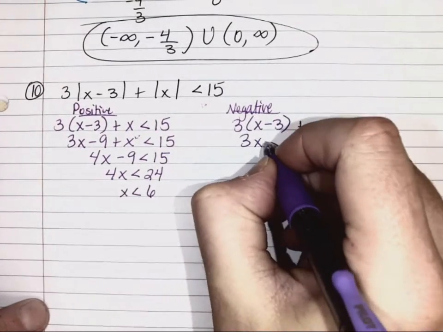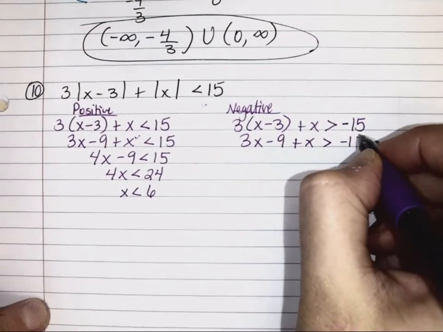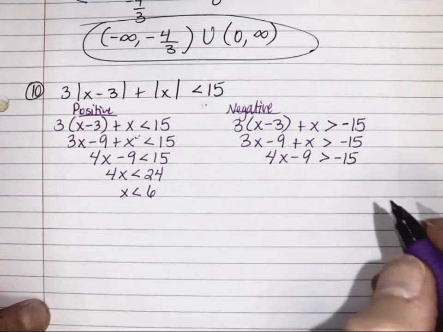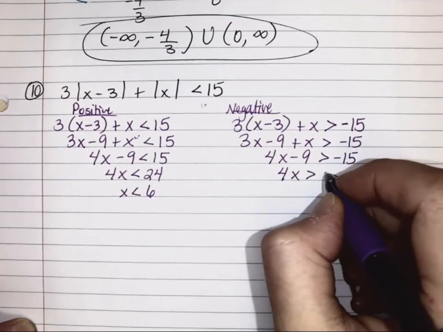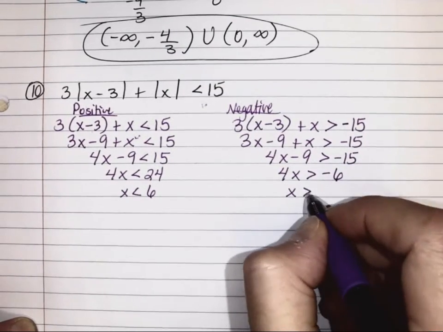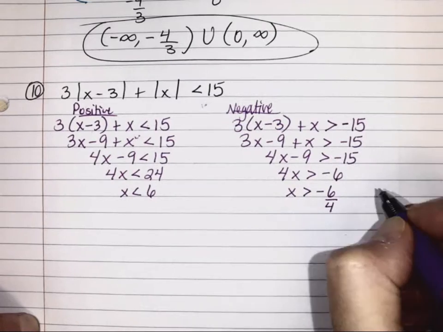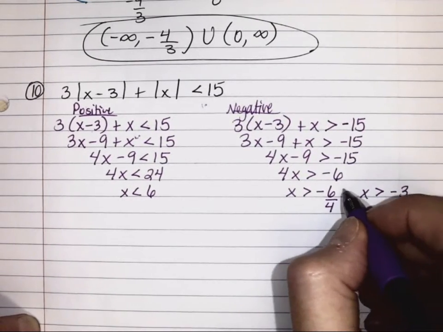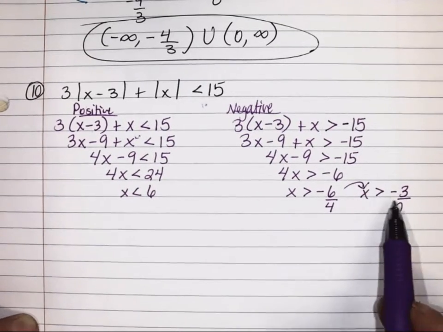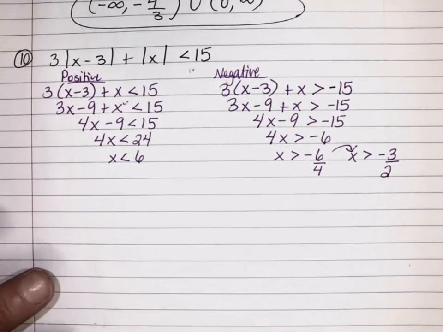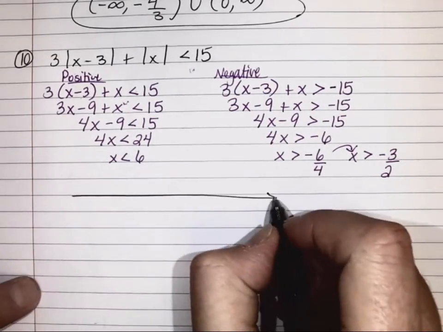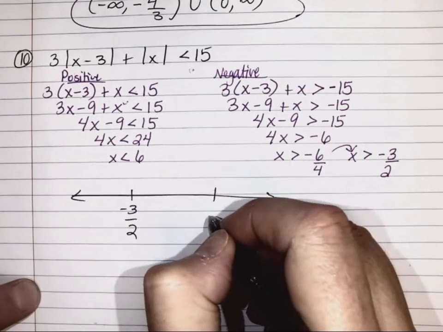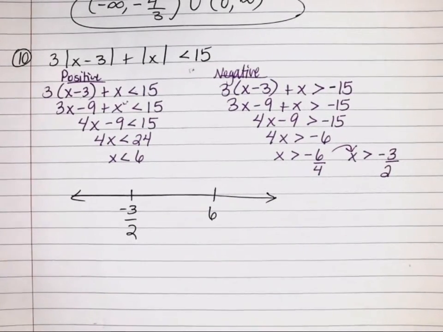This side, we're going to distribute 3. Then combine like terms, you get 4x minus 9 greater than negative 15. Add 9 to negative 15, and that gives you negative 6. Divide by 4, you get negative 6/4, which reduces to negative 3/2. So that's our answer for that side. Now, based on what you see when you plot it, you'll know what to do with your answer, hopefully.